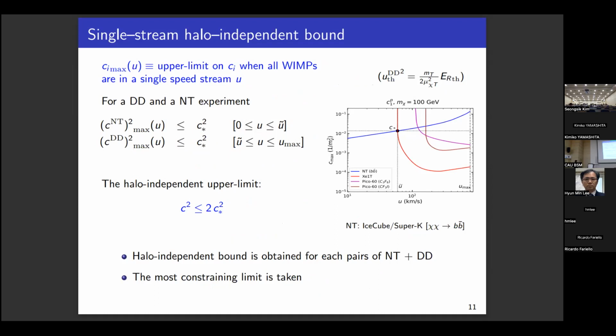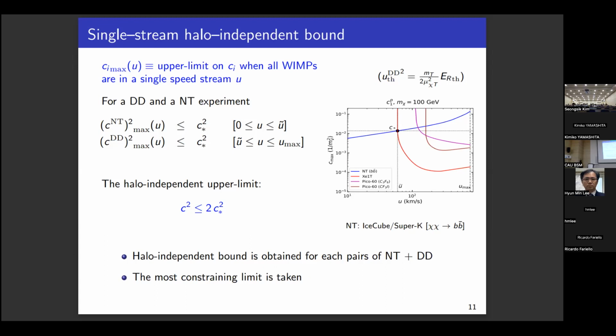In order to do that, one can first estimate the single stream upper limit on a coupling, which is basically the upper limit when all the WIMPs are concentrated in a single stream speed. Let's call it Cmax. So it is a function of WIMP stream speed. This picture shows an example of the single stream upper limit as a function of WIMP stream speed obtained for a WIMP of mass 100 GeV and operator O1, which is standard spin independent, and WIMP-proton coupling.